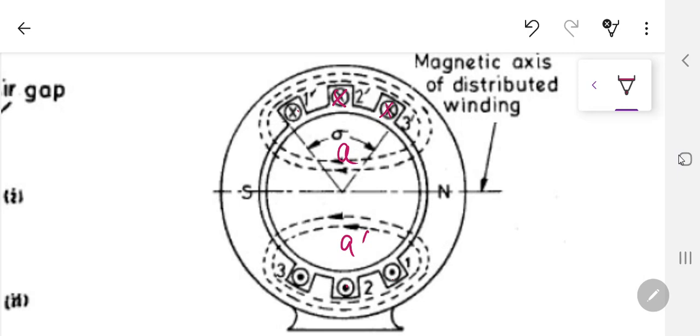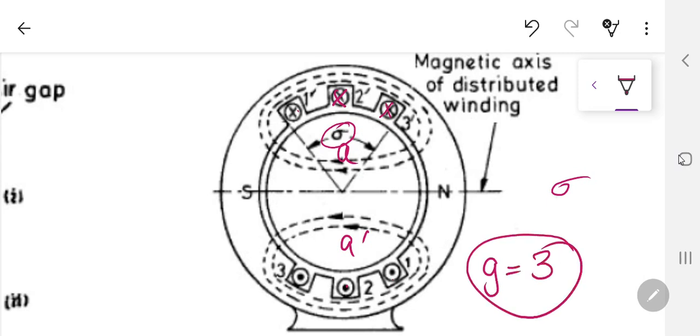Now, how many degrees is this spread? That spread is designated by this sigma symbol over here. How this is calculated, we will talk about at a later stage, not in this lecture at present. What our concern is at present is that I am making this winding G equal to 3. For one single phase, G is 3, which means number of slots per pole per phase is 3, because here I have a north pole and here I have a south pole. So certainly I am going to have 3 slots per pole per phase for one pole, and 3 for the other one. So G is equal to 3.